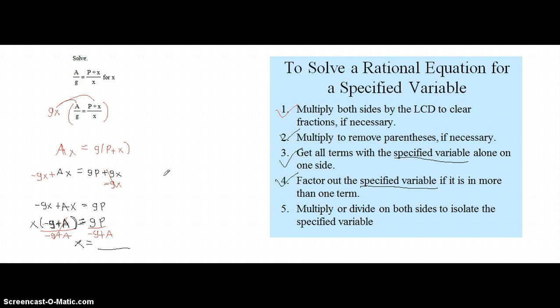So our final answer then will be x equals gp over negative g plus a. And notice in our answer there are no x's. The x is all alone on its one side. It's equal to gp over negative g plus a. Again, there's no x's. That's how we know we've solved for the variable that we were supposed to solve for.